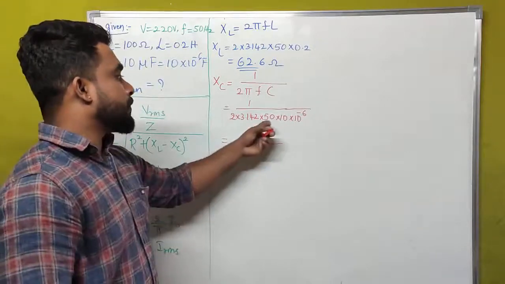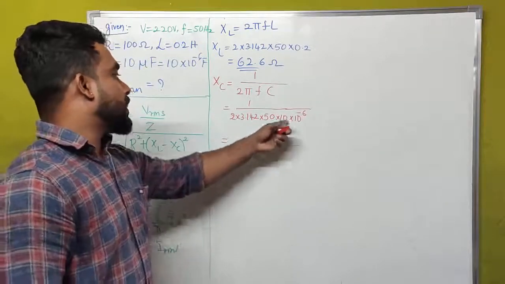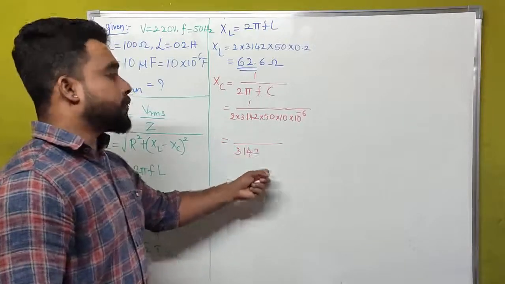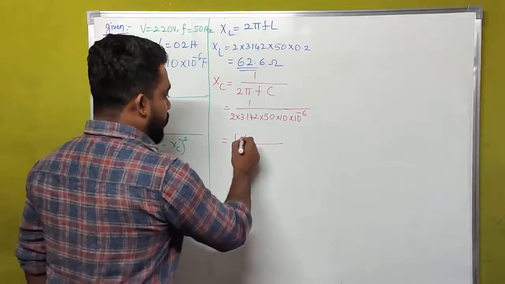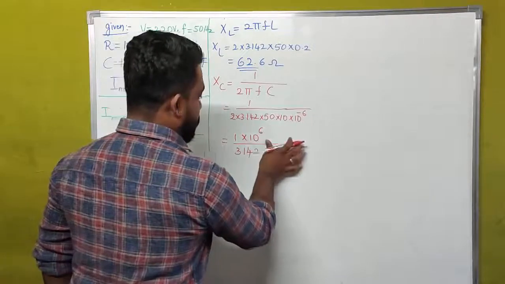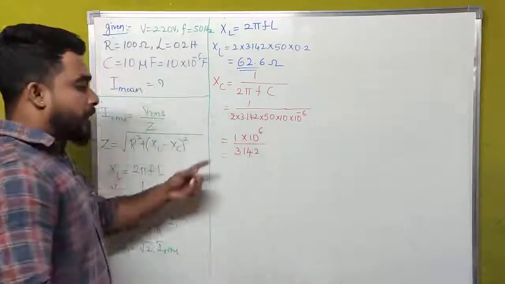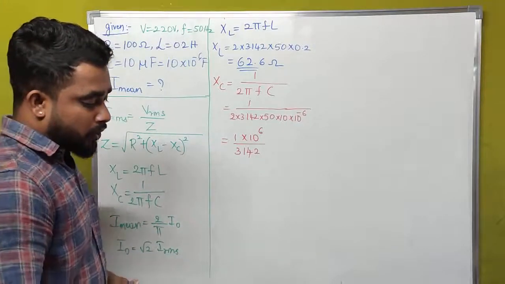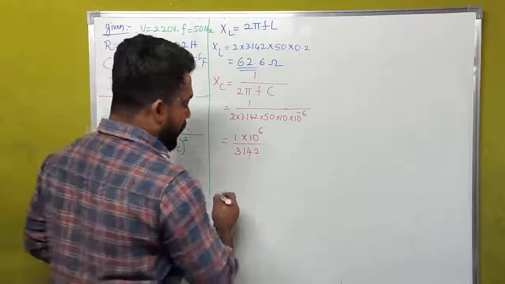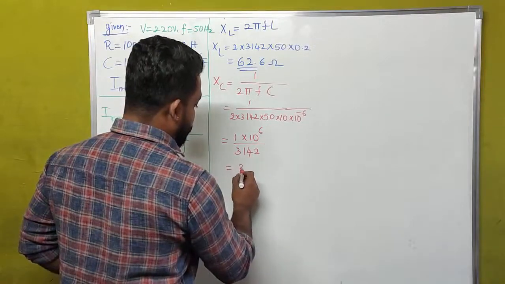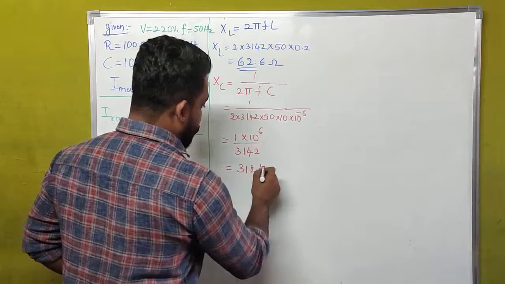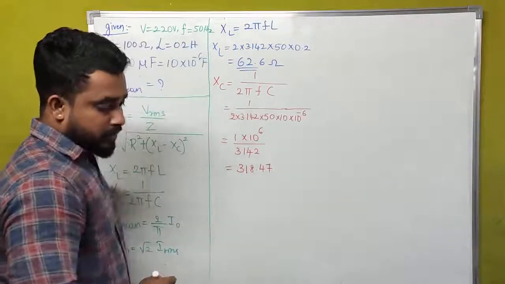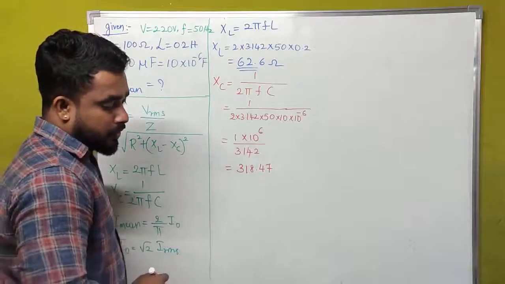3.142 into 1000. 2 into 50 is 100. 100 into 10 is 1000. 1000 into 3.142 is equal to 3142 into 10 to the power of plus 6. What is the value of 1 divided by 3142? That is equal to 318.47. 318.47 into 10 to the power of minus 6. Sorry, 10 to the power of plus 6.